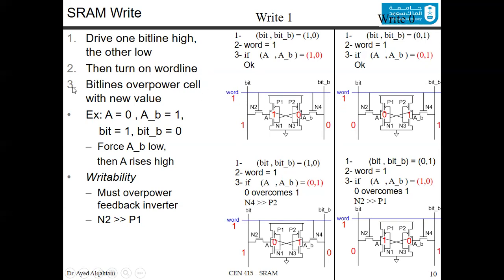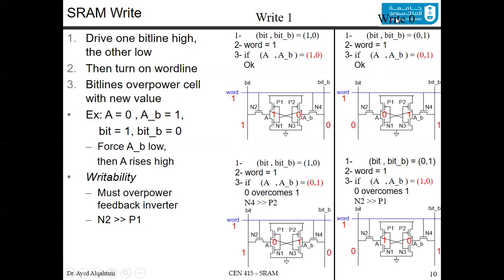Now the third step, the bit line overpowers what's inside the cell to make sure that you are actually writing inside the cell. How is this happening? We will have 4 different scenarios. The first scenario is this one. Let me cover these two first.